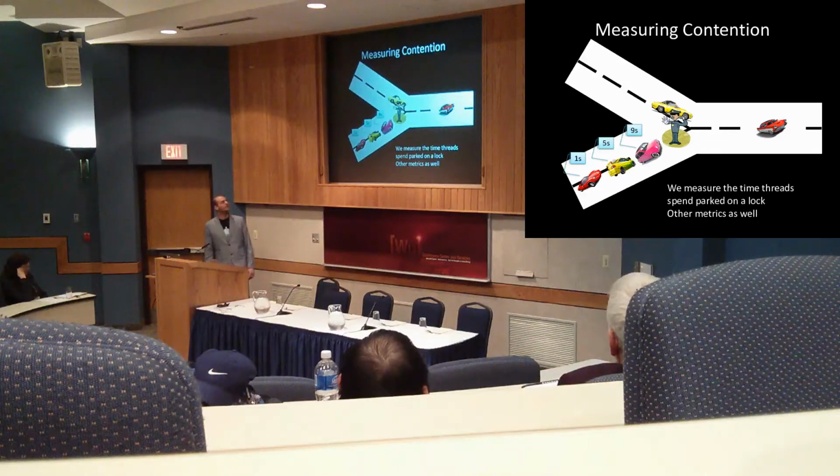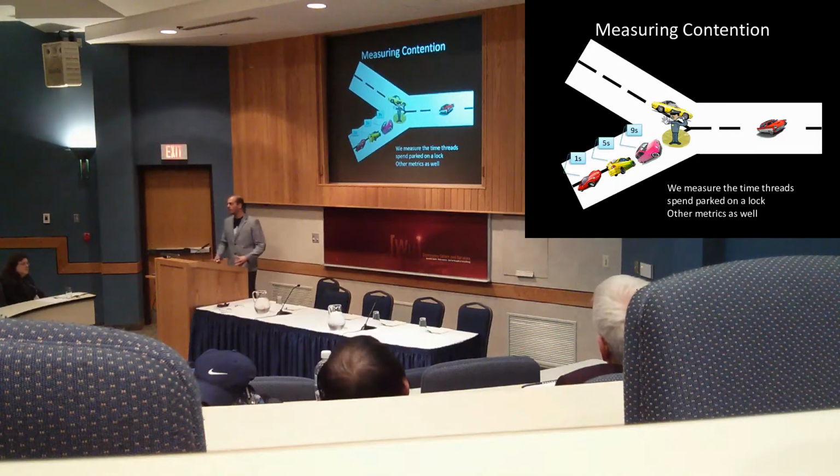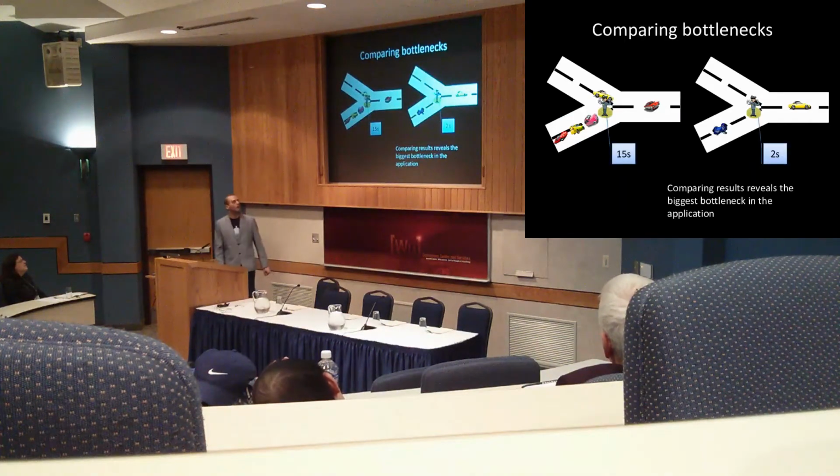So what we did is we modified the IBM JVM in order to measure time and other related metrics concerning parking contention. So for example, here, you can see that there are 3 threads parked on that block. The first one has been waiting for 9 seconds, the second for 5, the third for 1. We're able to calculate these metrics, and then we can provide them to the user, and the user can see which bottleneck can cause the most trouble.